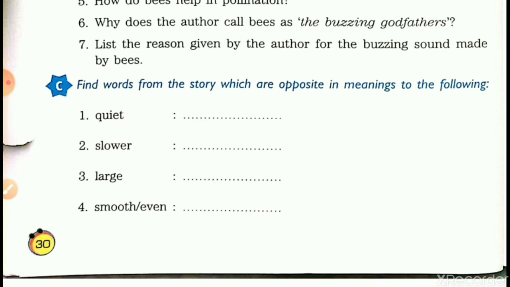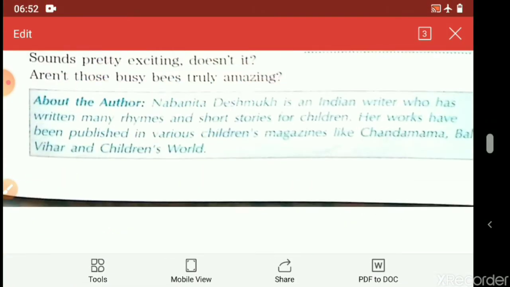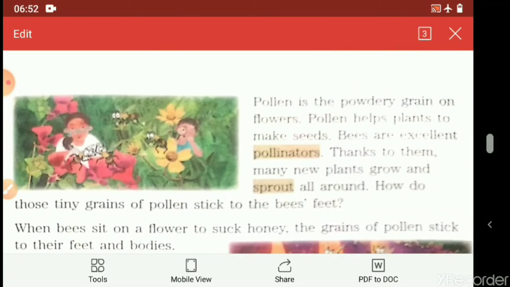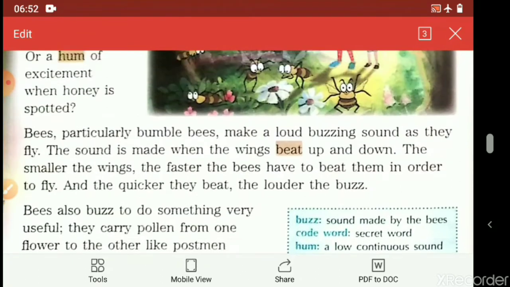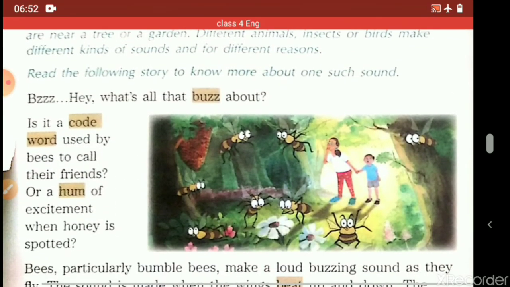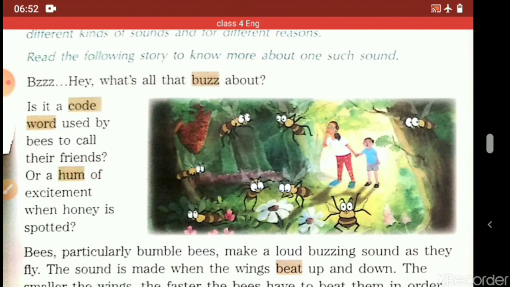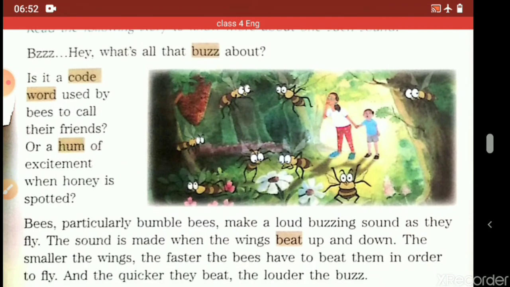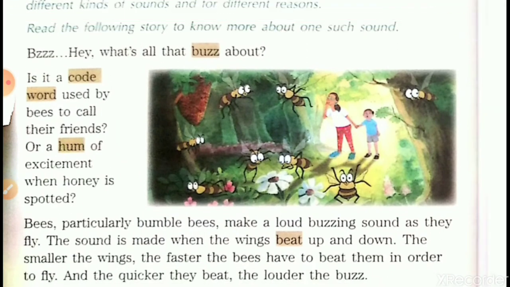Now, children, we'll be framing sentences. But before I choose the words for framing sentences, let's once again read the lesson so that you know where the words have come and how they are used. Then we'll also use the same words in different sentences. But please listen to me carefully as I read the lesson.